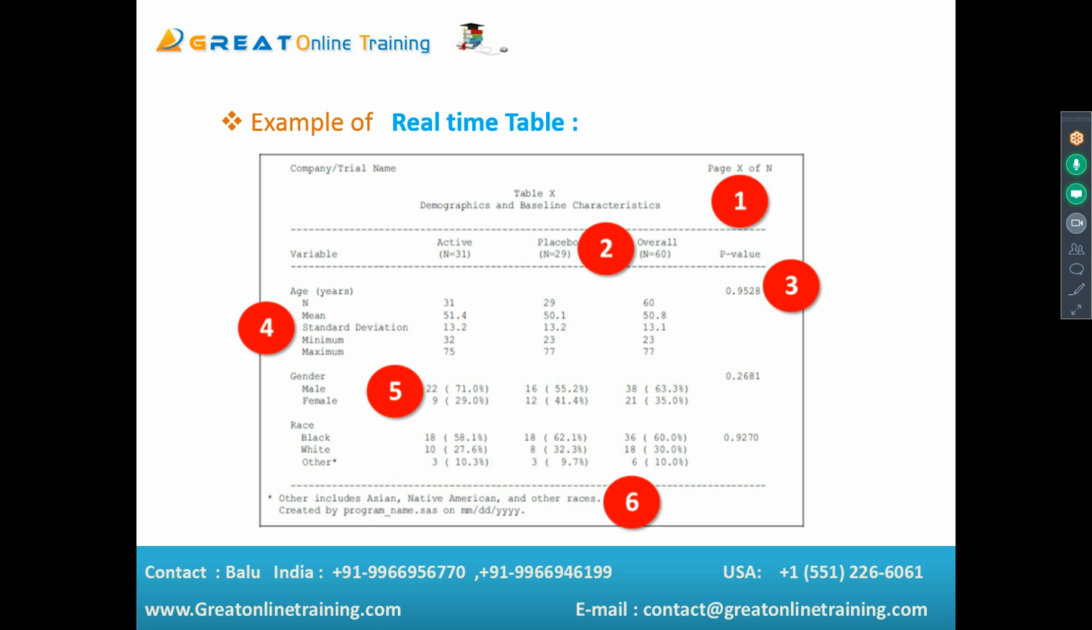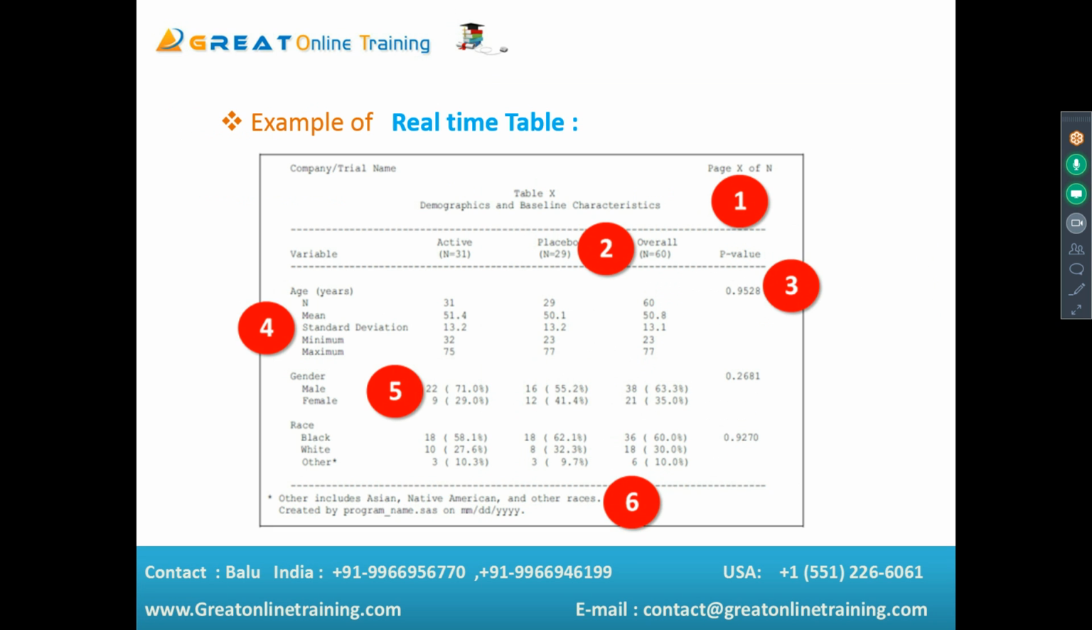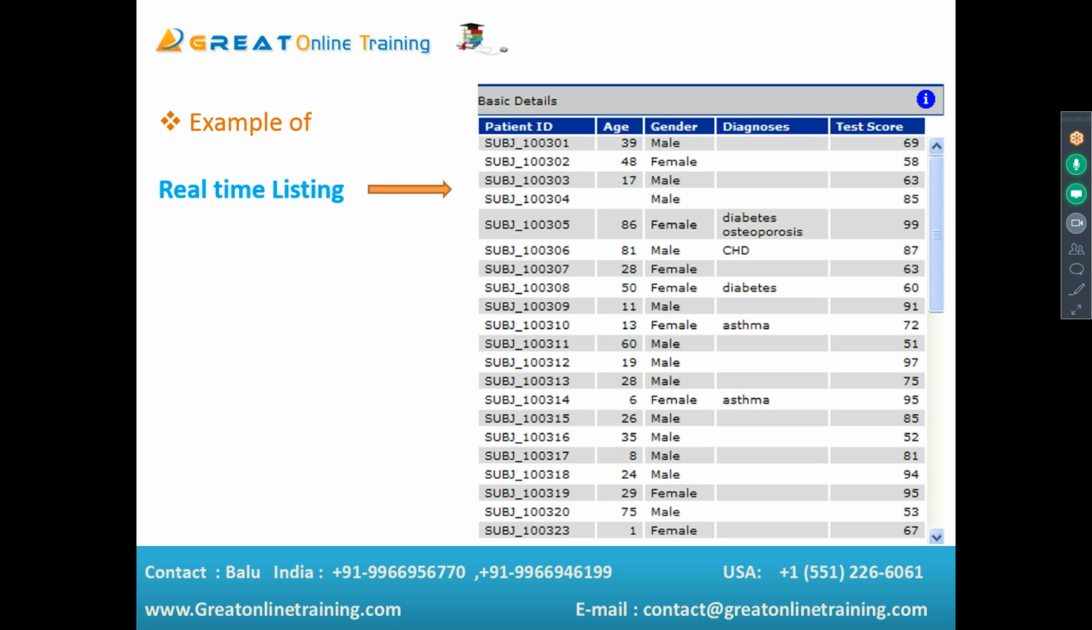So that is how the table looks. Now you can see how the listing looks. The difference between a table and a listing: a table is nothing but, top to bottom, a summary of output. Imagine 500 members participate in the clinical trial. The summary of the data will be just like males are 200, females are 300 or something like that. That summary of your data, we call a table. But a listing is where the information of all 500 people is also displayed. That is the main difference between a table and a listing.